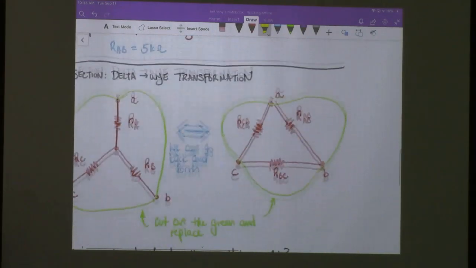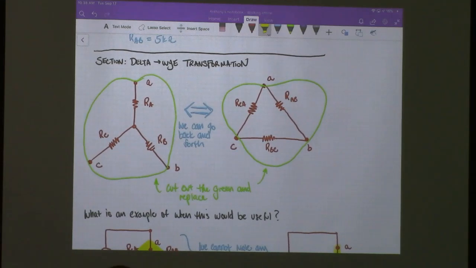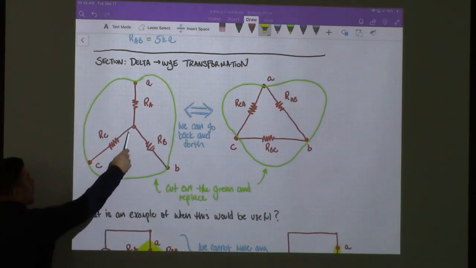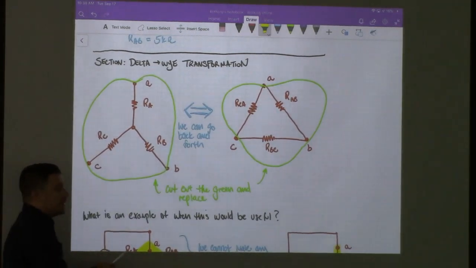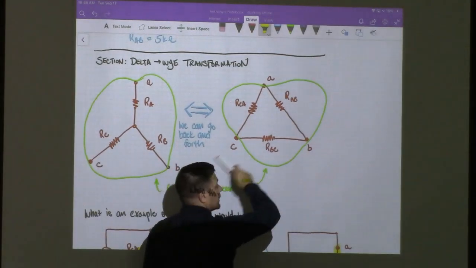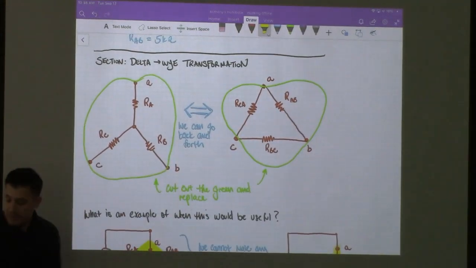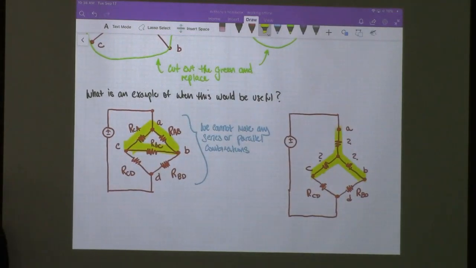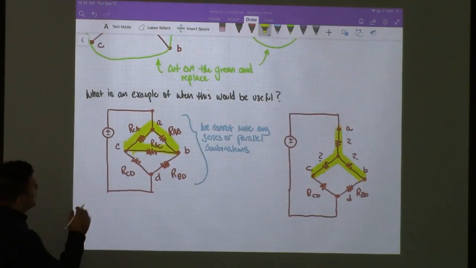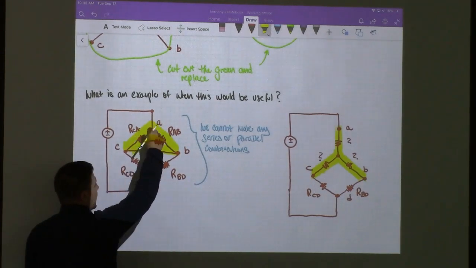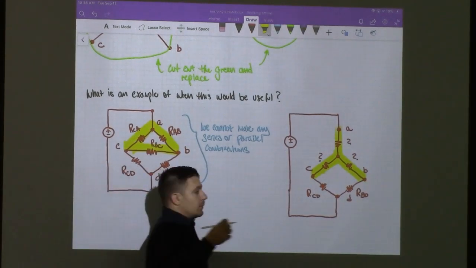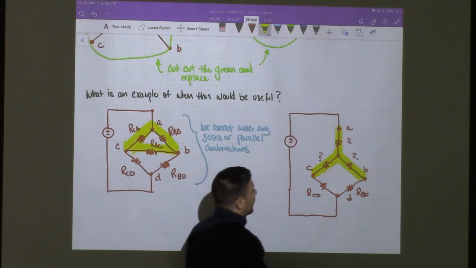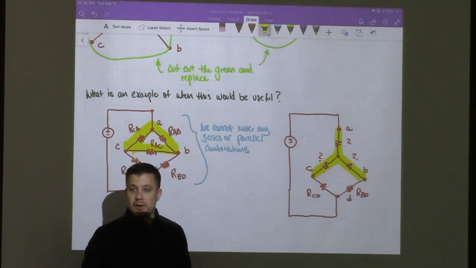And sorry, I think one thing I didn't say was we say delta to Y transformation. This is called the Y form because it looks like a Y. This is the delta form because it looks like a delta. So you can see that if we take a look at an example here, and I take the delta, yank it out, replace it with a Y, now this becomes very easy to solve.